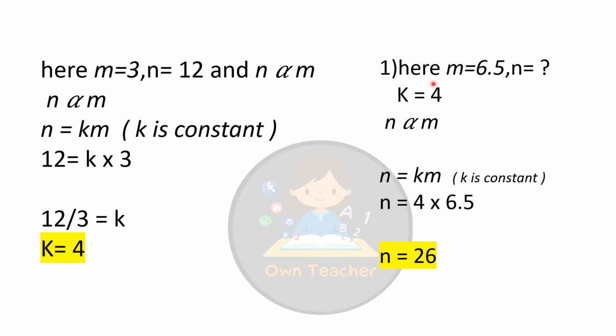The first example, m is equal to 6.5, then find out n. We know the value of k is 4 and n is directly proportional to m. n is equal to km. n is equal to value of k is 4 and value of m is 6.5. So we will multiply here. So n is equal to 26.